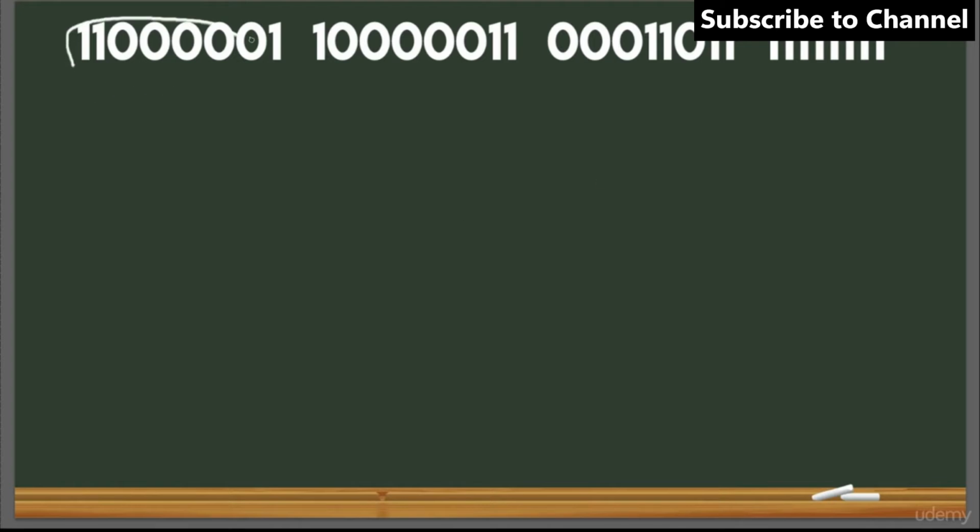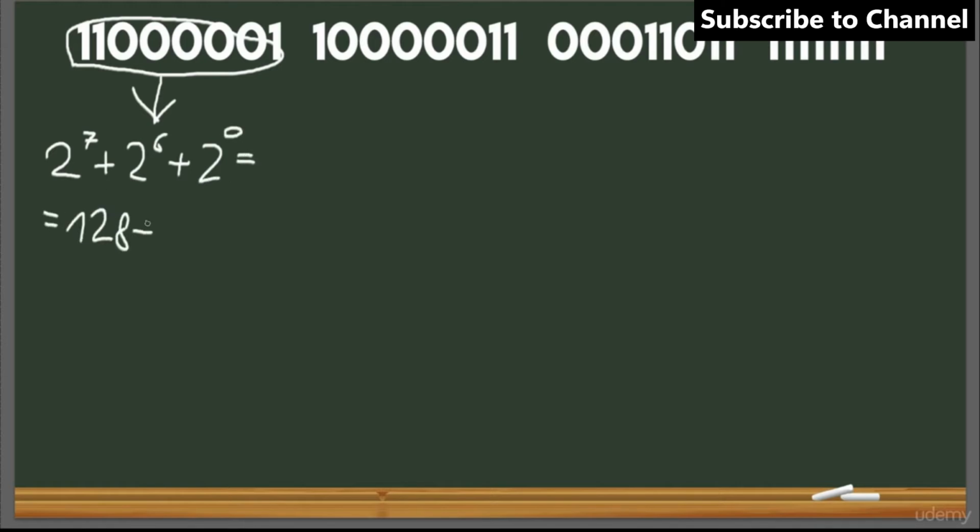First we need to convert this number. We have 2 to the power of 7 plus 2 to the power of 6 plus 2 to the power of 0. That's 128 plus 64 plus 1. And that equals 193. I will just leave the result here because it's cleaner and less confusing.